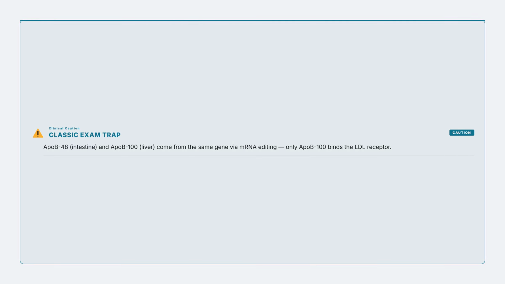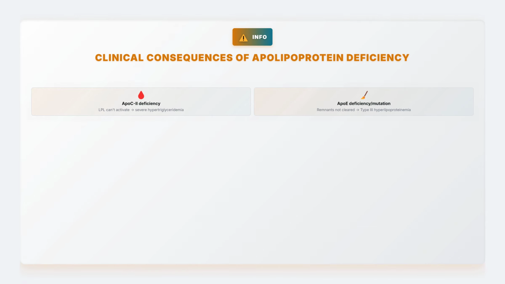A classic exam trap: ApoB-48 versus ApoB-100 are not the same protein, truncated differently for fun. They come from the same gene, but intestinal mRNA editing produces the shorter ApoB-48, while the liver produces the full-length ApoB-100 that the LDL receptor recognizes. Clinically, this matters directly. A deficiency of functional ApoC-II causes severe hypertriglyceridemia, since lipoprotein lipase can't be activated at all. Chylomicrons simply accumulate in plasma, undigested.